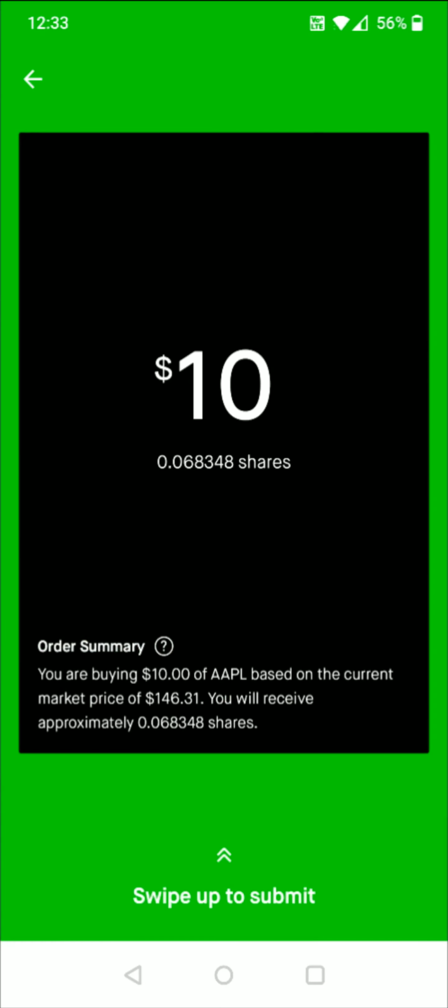And this will take us over to the order summary page, where we can see that I had entered $10. We can see how many shares of Apple this is. And if everything looks good to you, you can swipe up from the bottom to submit this order.